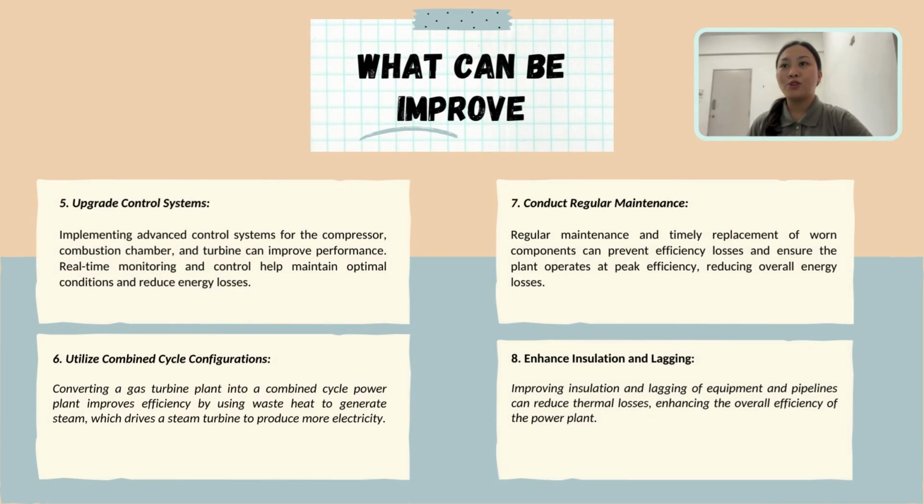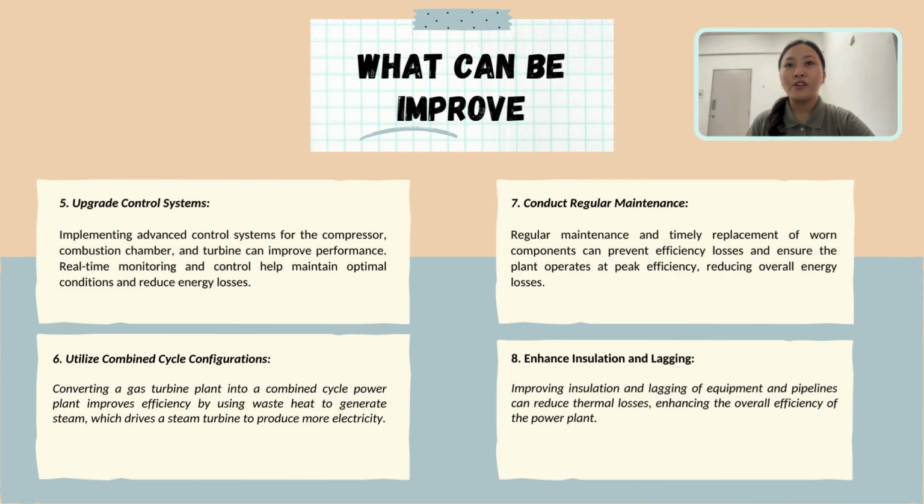Number 5, upgrade control system. Implementing an advanced control system for the compressor, combustion chamber, and turbine can improve performance. Real-time monitoring and control help maintain optimal conditions and reduce energy loss. Number 6, utilize combined cycle configuration. Converting a gas turbine plant into a combined cycle power plant improves efficiency by using waste heat to generate steam, which drives a steam turbine to produce more electricity.